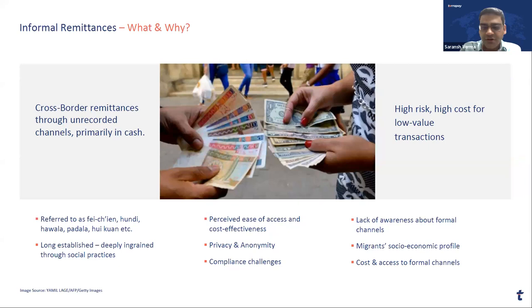The migrant socioeconomic profile also, as my fellow panelists mentioned, education levels as well as the economic profile of the migrants, plays an important role in which channel they use. Of course, the cost and access of formal channels is also important. Are they available 24/7, real time? Are they available in proximity to where the migrants are? And are they cost effective compared to informal channels? That plays a key role.